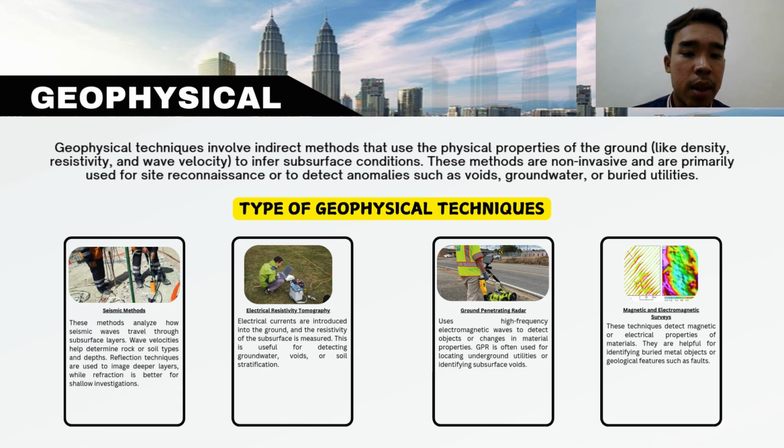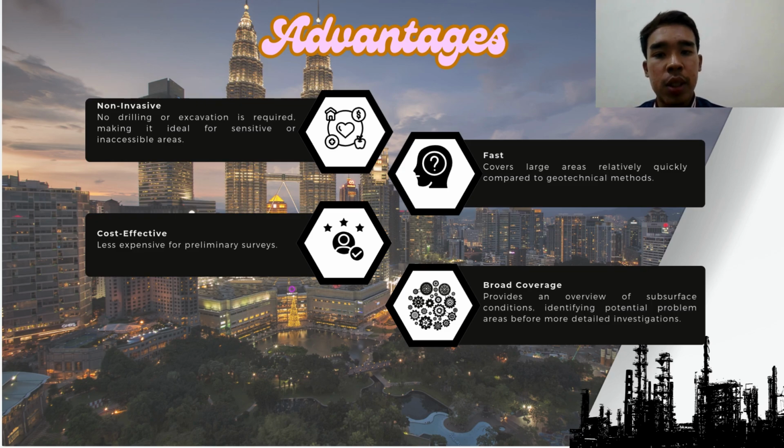Next are the magnetic and electromagnetic surveys. This technique detects magnetic or electrical properties of materials that are helpful for identifying buried metal objects or geological features such as faults. For the geophysical techniques, there are four advantages. The first one is that it is non-invasive, because no drilling or excavation is required, making it ideal for sensitive or inaccessible areas.